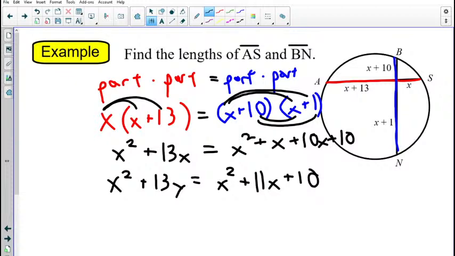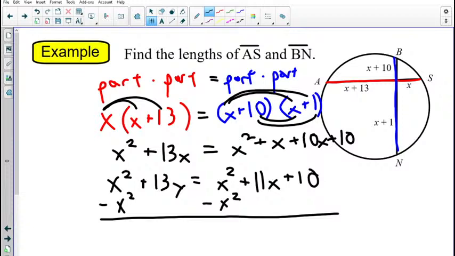Okay, now it's about to get easier. Because first of all, I can subtract x squared from both sides. And those terms end up canceling each other out. And no more x squared. So that's good news.